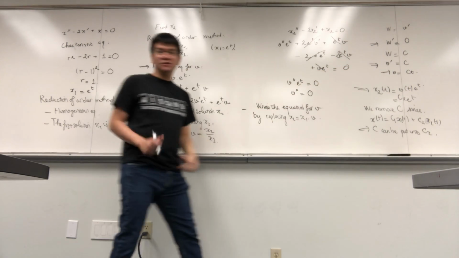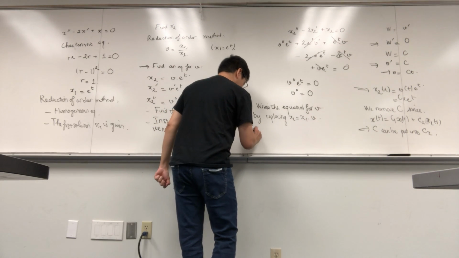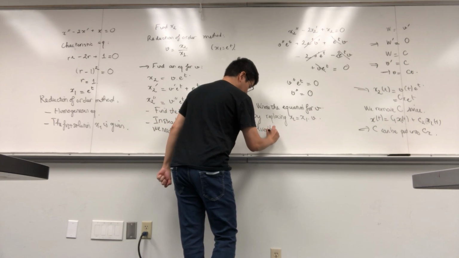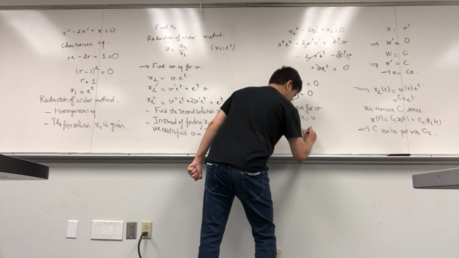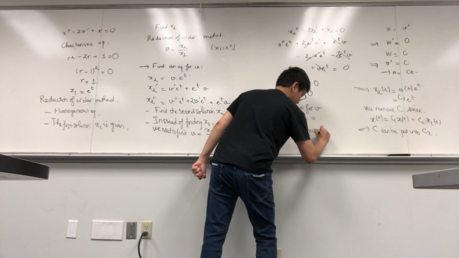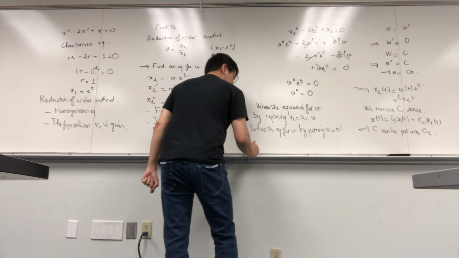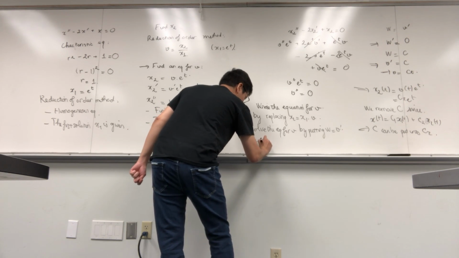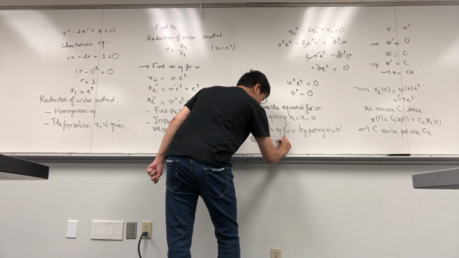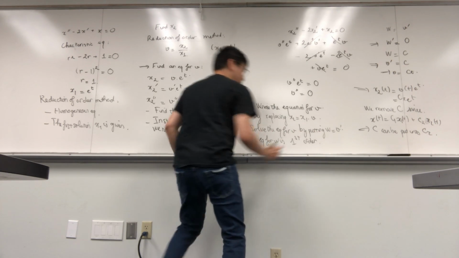V second plus e to the t is 0, right? Solve the equation for v by putting w equal to v prime, so that the equation for w is first order, right?